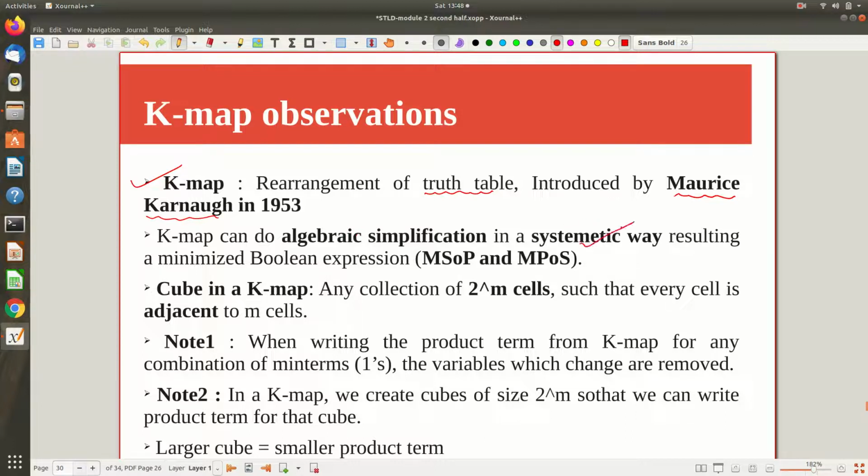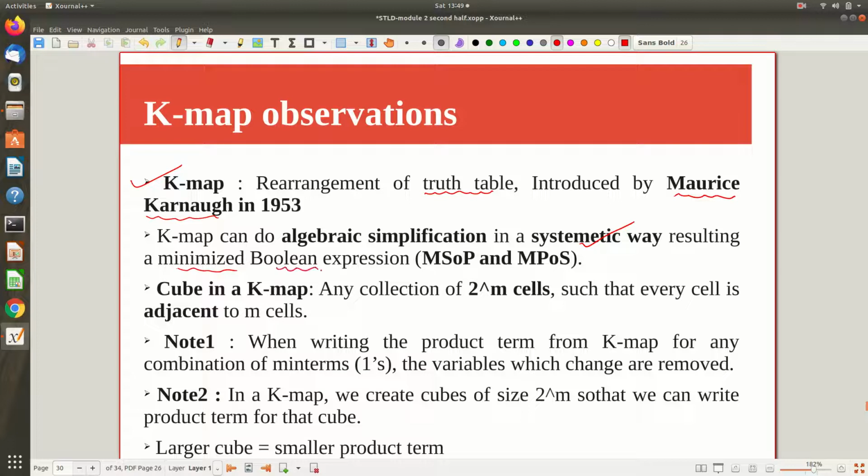So what is the problem with the algebraic simplification? Different people will apply simplification in different ways. The way I am using may be different from what you are trying, but finally we may or may not reach the simplified expression, that depends, and the procedure is different. But here we have a systematic way by which we will get the minimized Boolean expression, right?